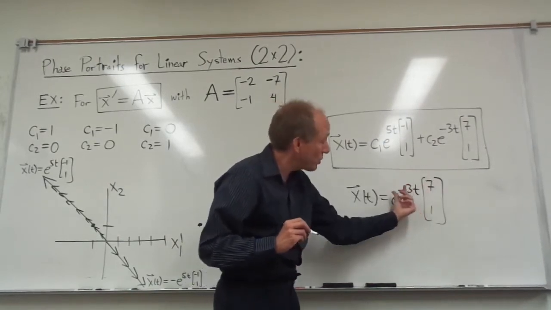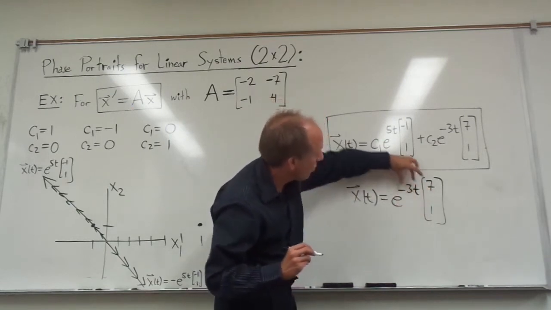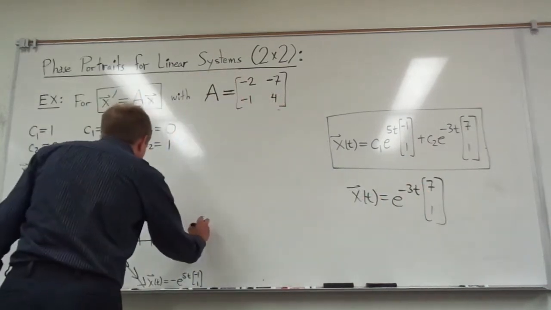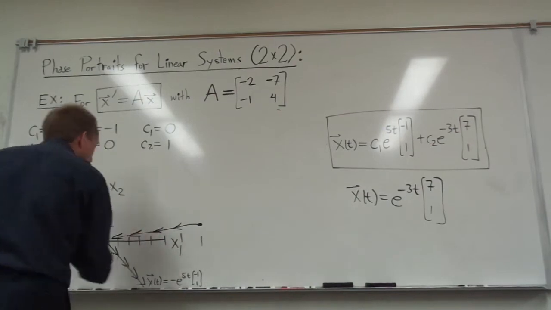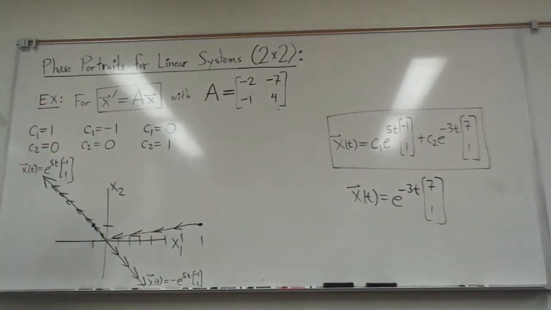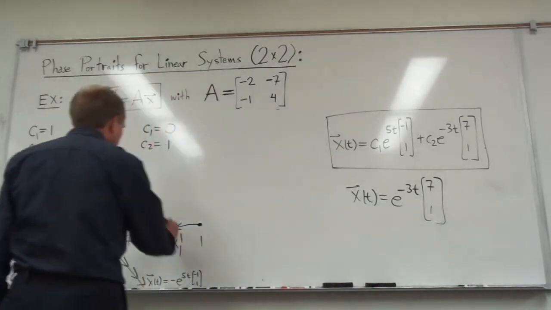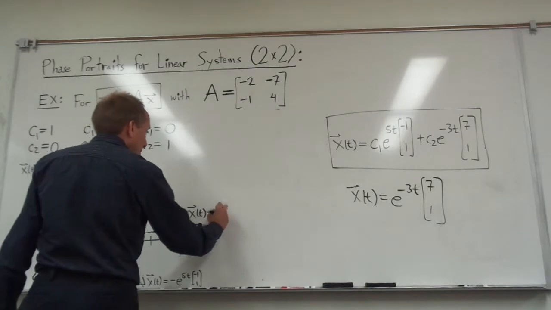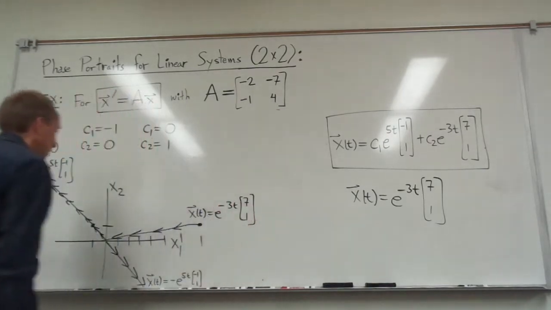Now as time moves forward, that 7, 1 is going to get multiplied by something that's going towards 0. So actually the feather, if you drop the feather in from there, is going to go towards the origin. Right? It's going to actually approach the origin at that point. So this is the solution: x of t equals e to the negative 3t times 7, 1.